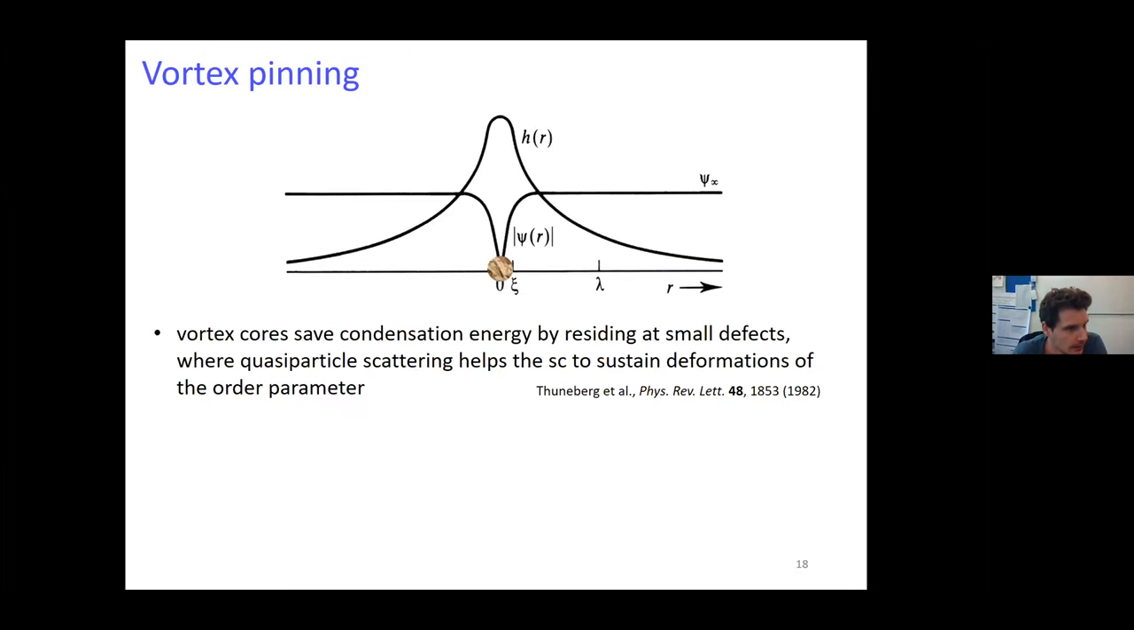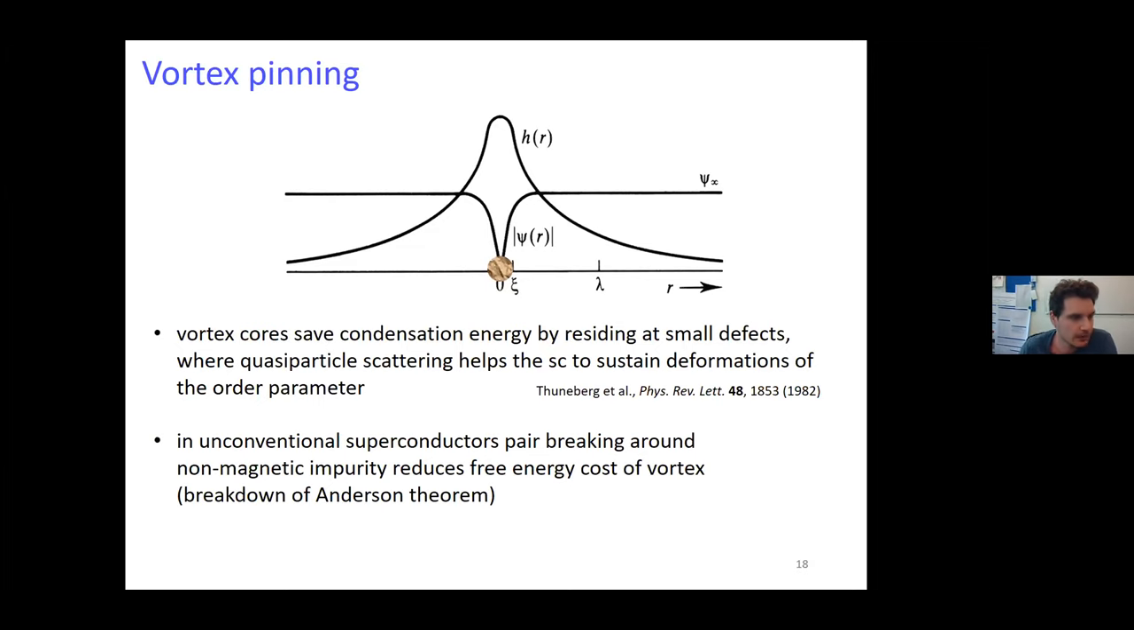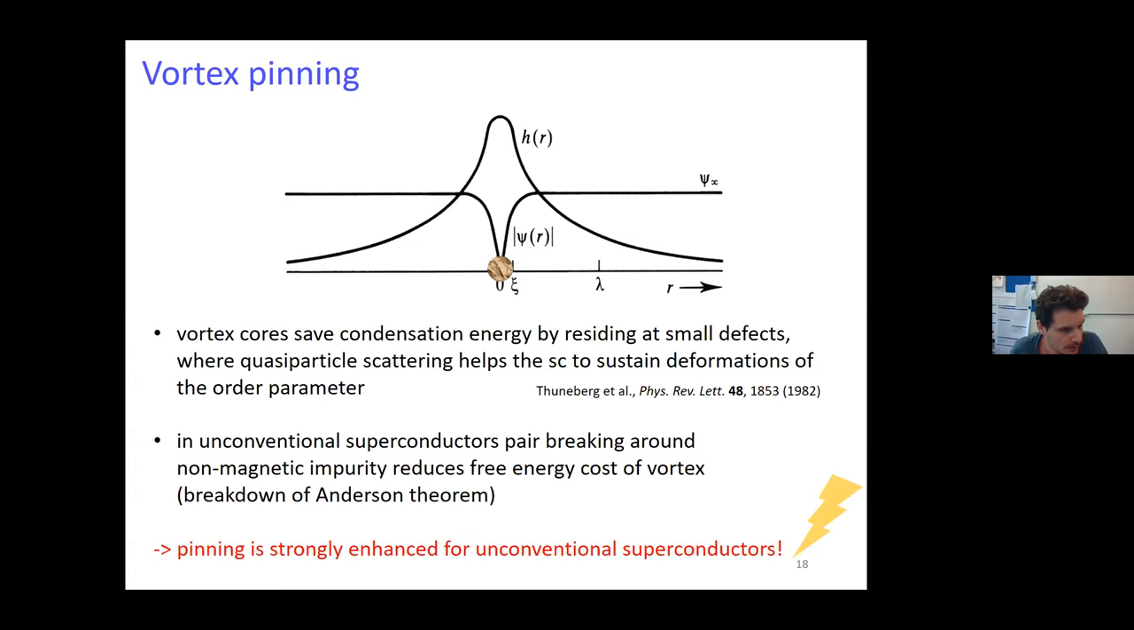In normal S-wave superconductors, vortices are pinned because they can save condensation energy if they reside at small defects, because here quasi-particle scattering can help the superconductor to sustain this deformation of the order parameter, which is necessary because the core of the vortex is normal. In unconventional superconductors, however, pair breaking can also happen around non-magnetic impurities. And this can reduce the free energy cost of a vortex to nucleate. So here the Anderson theorem is broken and the vortex can save energy by non-magnetic pair breaking. So what we see is that pinning is strongly enhanced in unconventional superconductors.